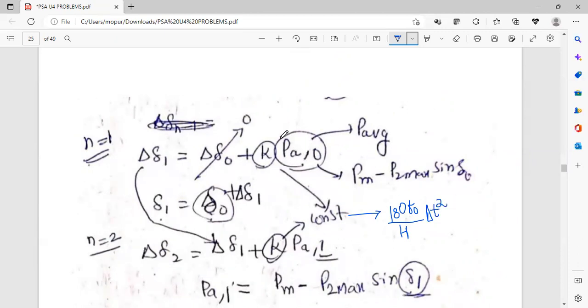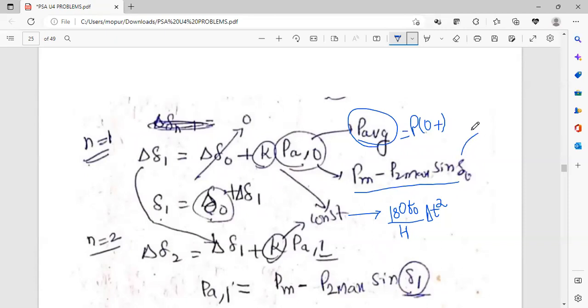This del PA comma 0 is actually P average, but in P average the 0 minus term is 0. So you can directly take that as P of 0 plus. So P of 0 plus will be, remember carefully, this is Pm, not 1 minus. In this problem, Pm is 1. So you are taking 1. Pm minus Pe2 max sin del naught.